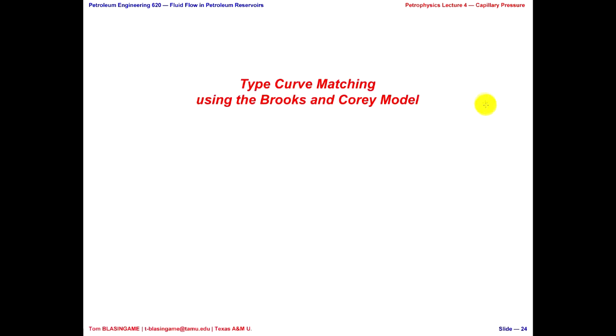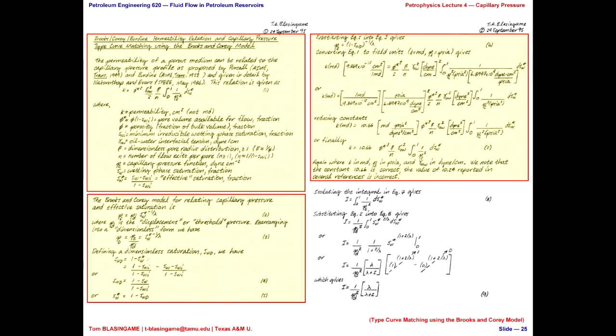So what I'm going to do now is talk about type curve matching. And this will be very fast. I don't want to keep you too long. But what we do is we take the Nuckols, Thomas and Evans result. I'm sorry for the quality of this, but you can read through it. This is our permeability relationship. And then we take our permeability relationship and we input our capillary pressure relationship from Brooks and Corey.